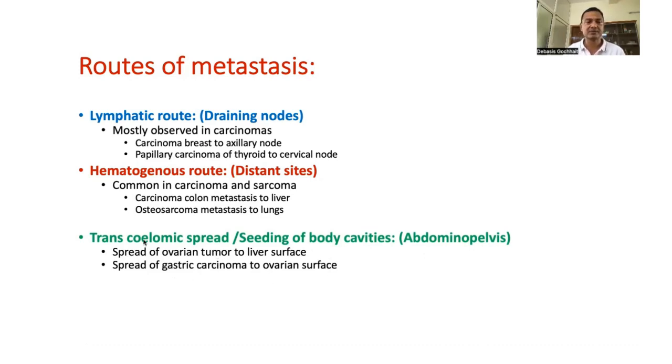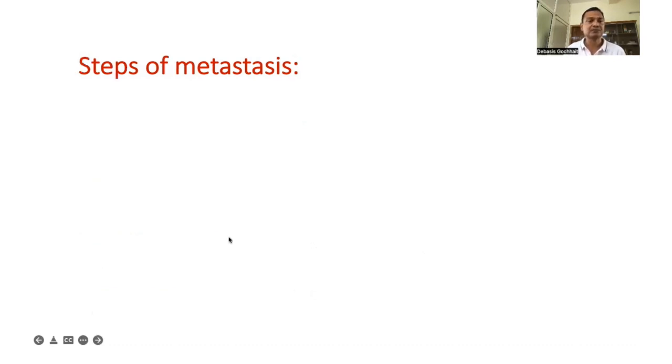So these are examples of transcelomic or seeding of body cavities. There is a fourth and a very rare modality that is spread through airways, which can be very, very rarely encountered in lung carcinomas. Now, what are the steps of metastasis? Okay, this is very important.